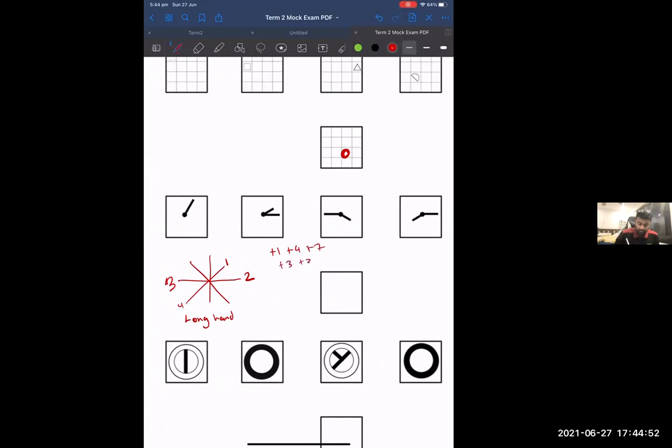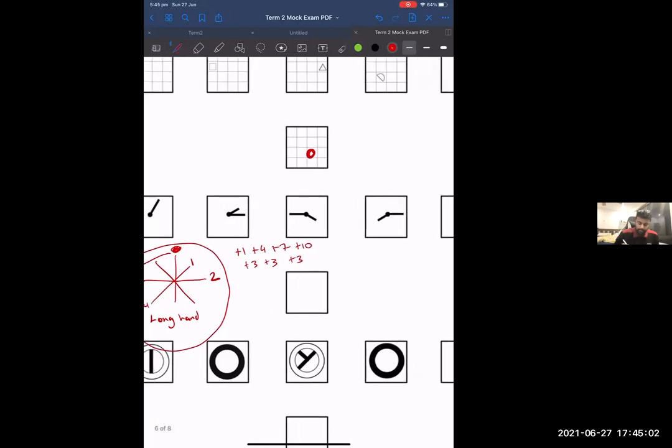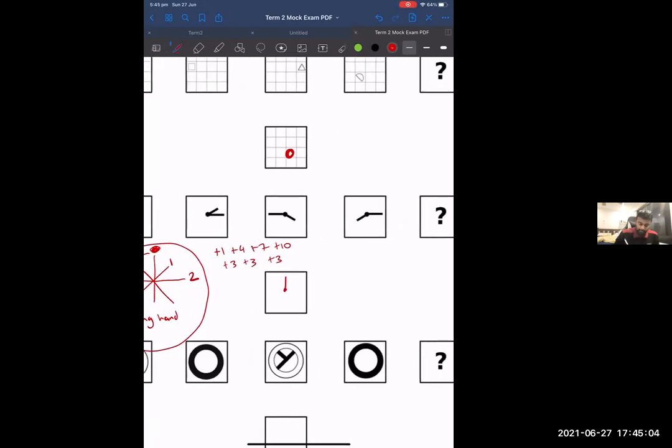And then what's next? +10. 3 plus 3 plus 3, and then plus 10. So it should go all the way around by 8 and then plus 2. So it should be there, right? Yes. So the long hand should be facing up like that. Now let's talk about the short hand.